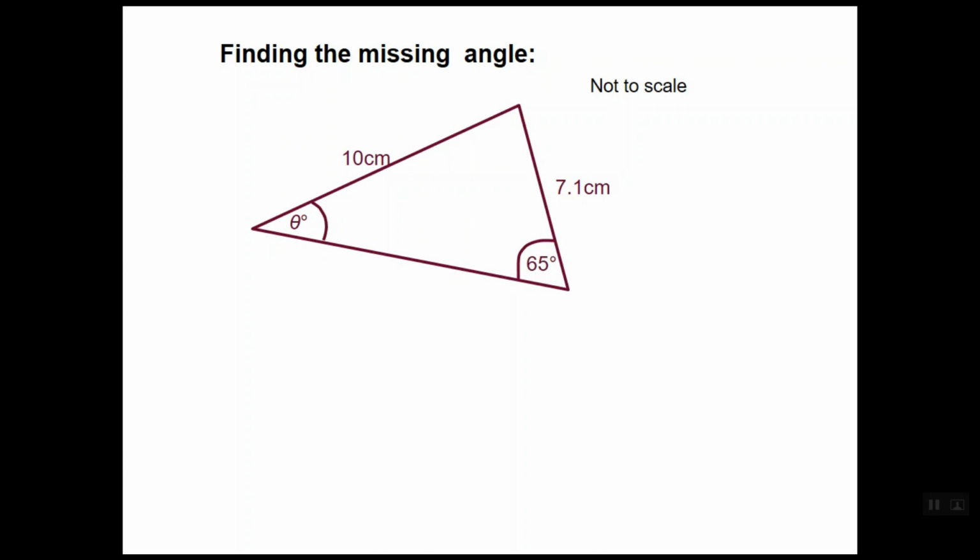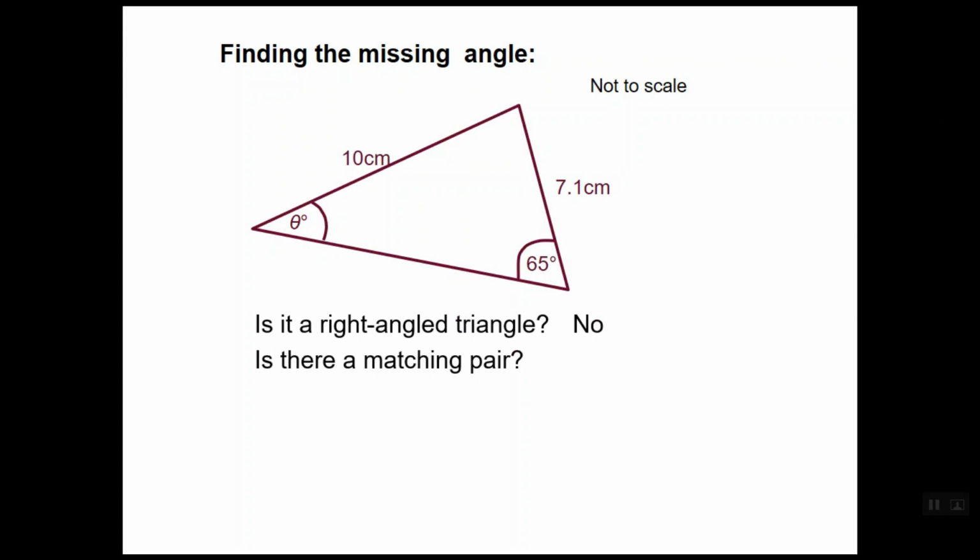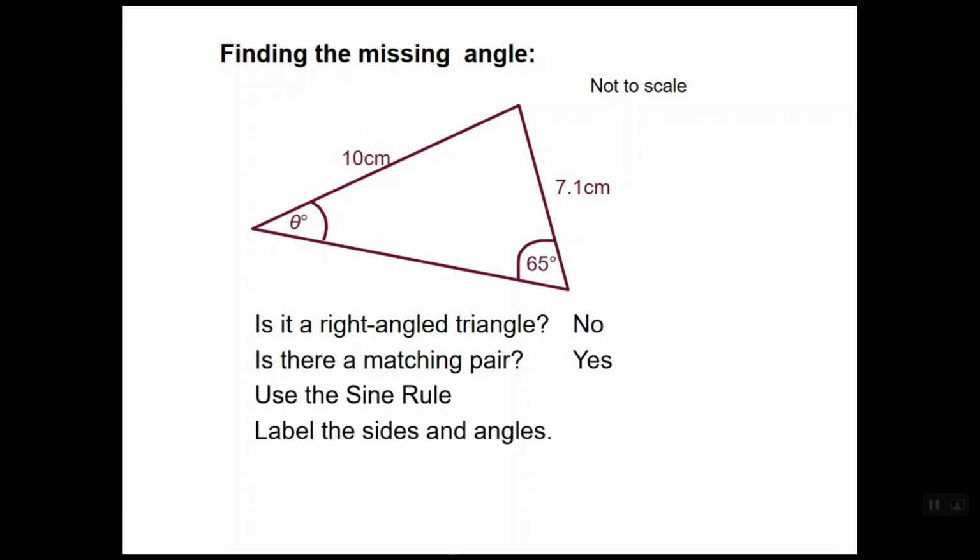This example is for finding a missing angle. Is it a right angle triangle? No. Is there a matching pair? Yes. So we use the sine rule. Again, we label the sides and angles. Always call your missing side or angle A. The other two sides and angles, it doesn't matter the order that we write them in for B and C.